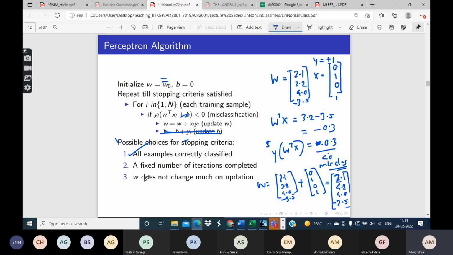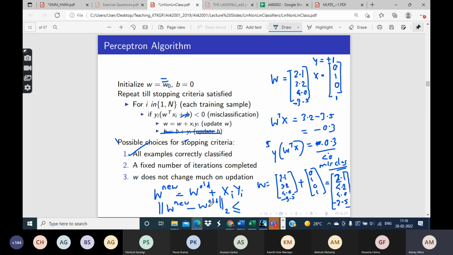Or, the other criterion is that you see you have reached a situation where on updating W, there does not seem to be any particular change. Let us say you have some W which you are calling W old, and you are updating it in the following way, where the ith example has been misclassified, so you update it according to the rule. But you find that W new and W old are almost the same, that is, there is very little difference between the two.